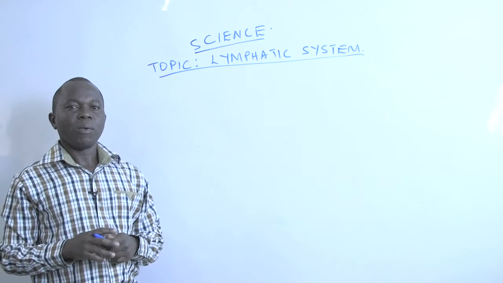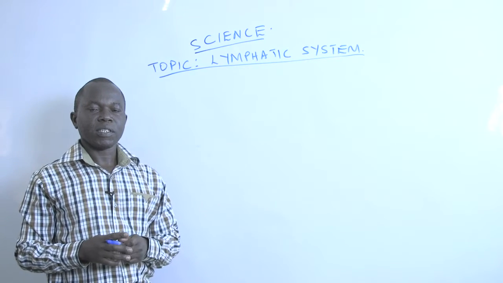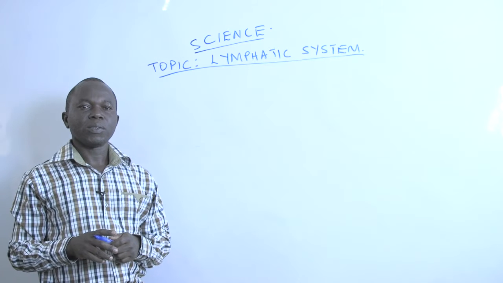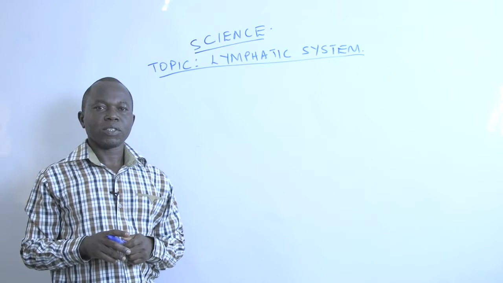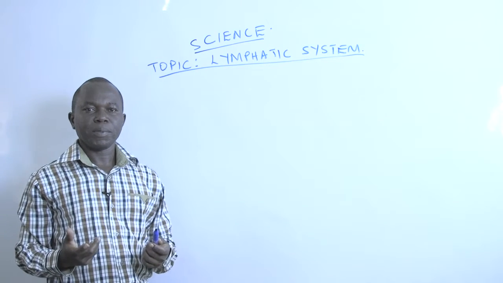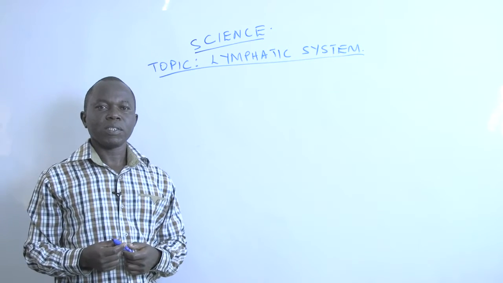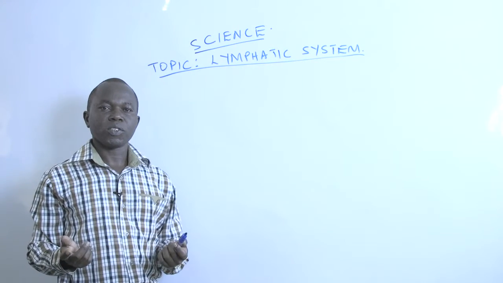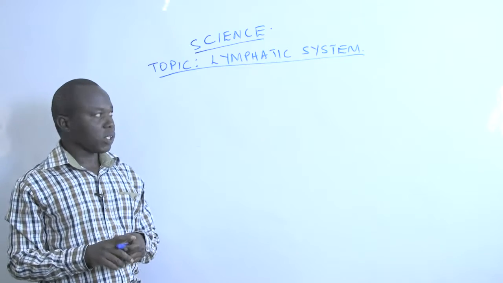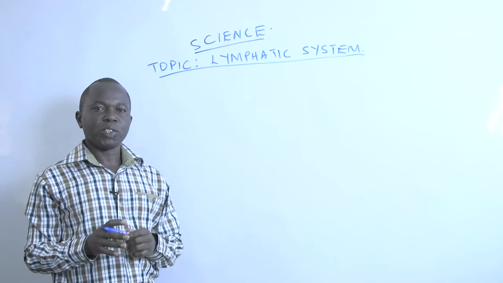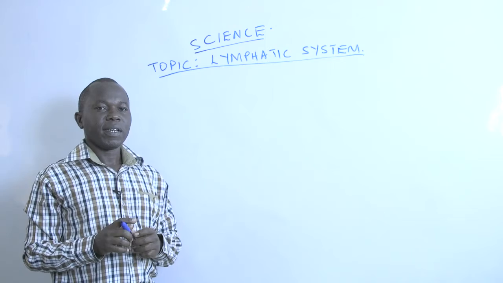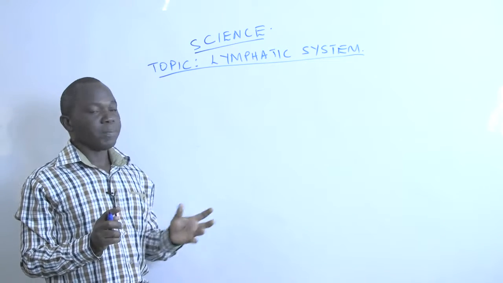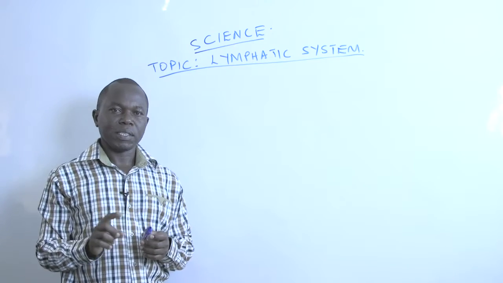Remember, when we talked about the roles of the circulatory system, we found out that the major role of the circulatory system is to distribute materials in the body. For example, dissolved food materials, hormones, and several other materials like minerals, salts or ions, and water. But for proper distribution to take place, we have the lymphatic system. So I want to find out what makes up the lymphatic system.